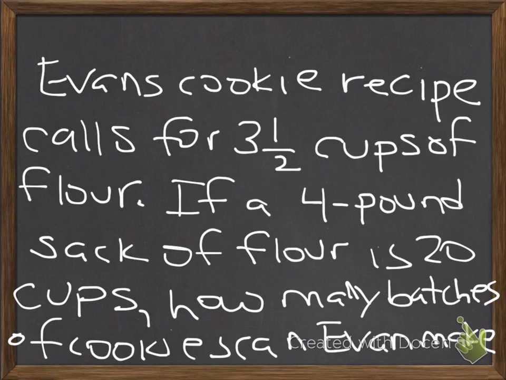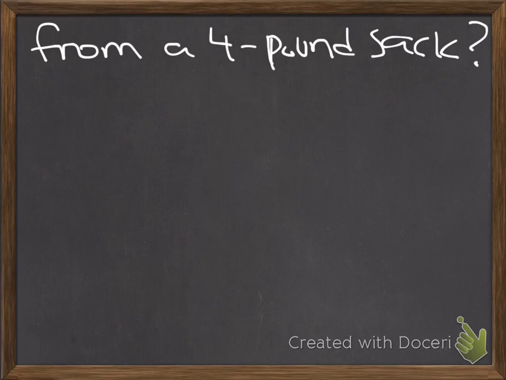Here it's a word problem, so we need to figure out what operation we're doing with these fractions. So Evan's cookie recipe calls for 3½ cups of flour. He has a 4-pound sack of flour, that's 20 cups. So how many batches of cookies can he make with that 4-pound sack?